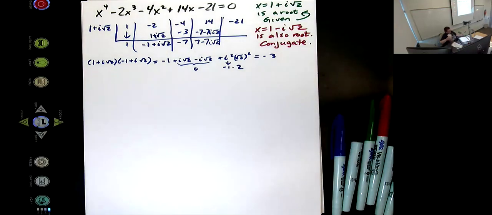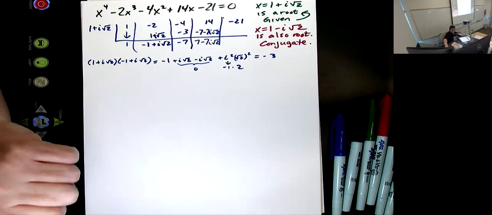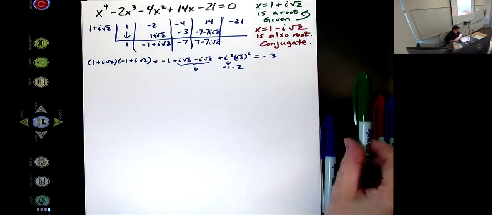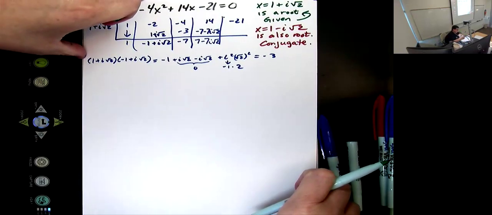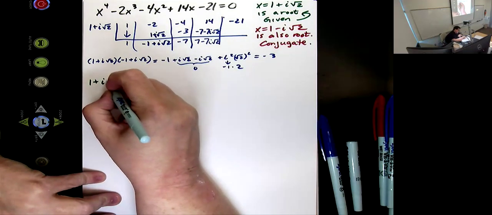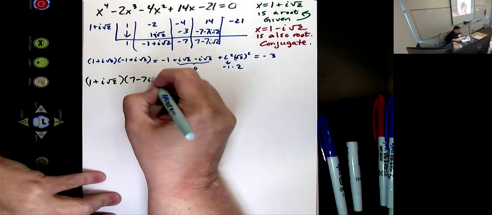Everyone good with what I'm doing so far? When you add complex numbers and there's no imaginary part of one of them, you're just adding the real numbers, the whole numbers. All right, so 1 plus i root 2 times 7 minus 7i root 2.